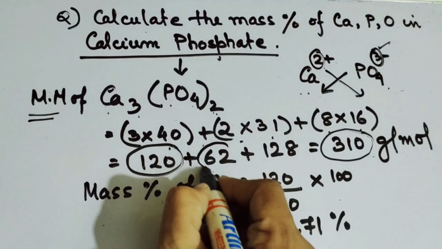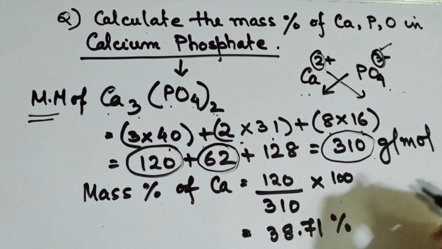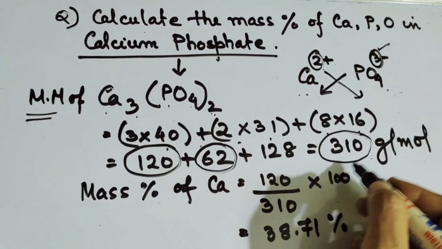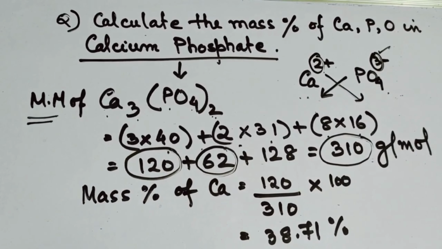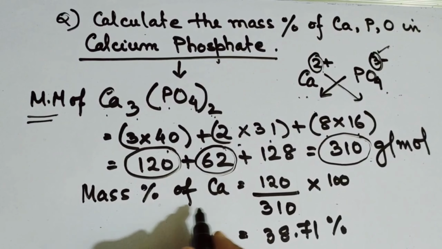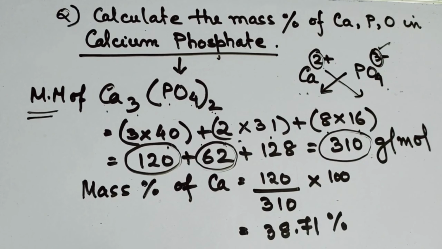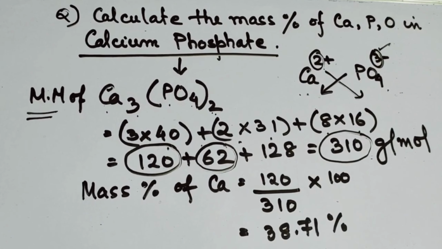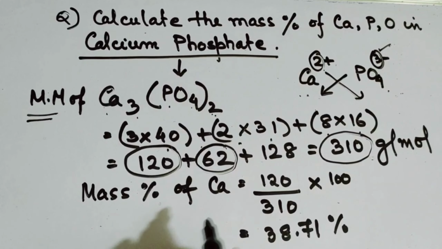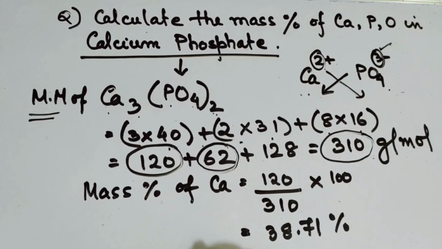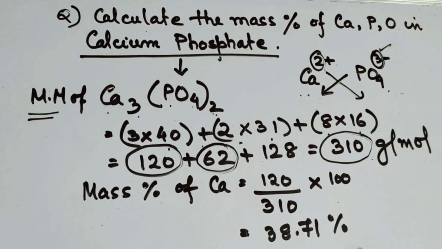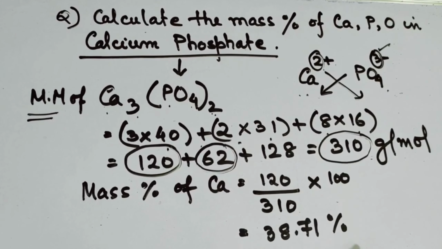Like this only you can calculate the mass percent of phosphorus. It will be again 62 divided by 310 into 100. Mass percent of oxygen, you can calculate as 128 by 310 into 100, or you can subtract the summation of the mass percentages of calcium and phosphorus from 100, and you can get the mass percent of oxygen. Now, if you make any mistake in the calculation in the first two parts, then your third answer will have error if you subtract the summation of the first two from 100. So please be careful in your calculations.